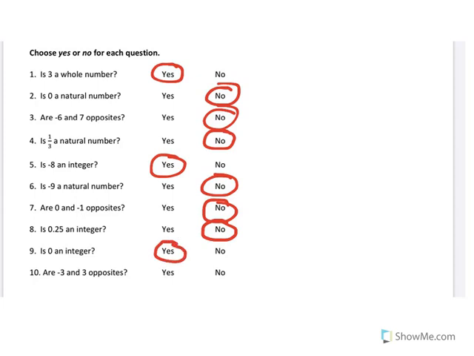Is 0 an integer? Yes. 0 is included in a whole number. Integers are all whole numbers and their opposites. So yes, 0 is an integer. And are negative 3 and 3 opposites? Yes. They're the same number, different signs. And if I do negative 3 plus 3, it makes 0.